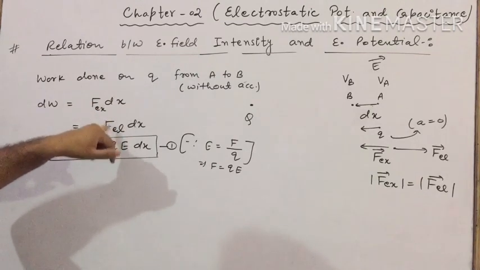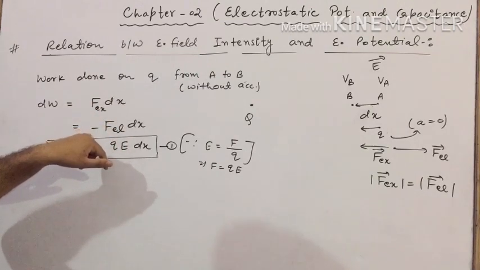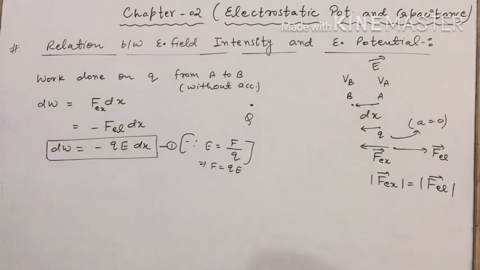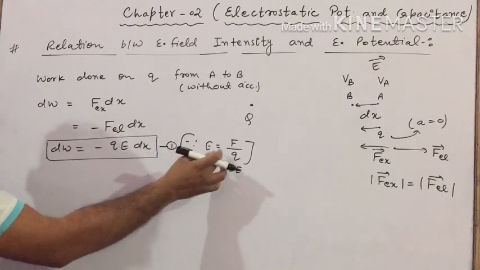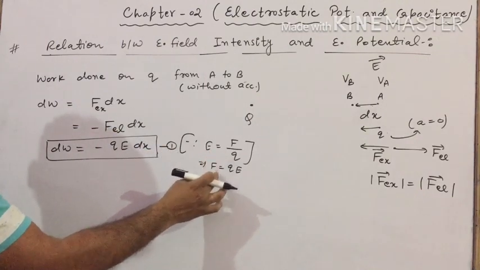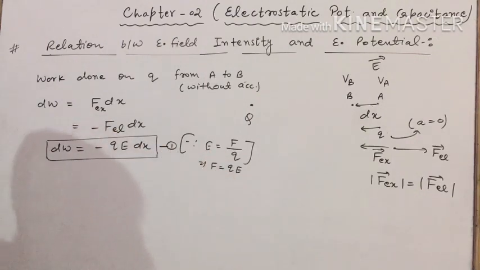But if I use electrostatic force, I have to place a negative sign because these two forces are opposite in direction. And electrostatic force, as we know, if the electric field is E, then the force can be written as QE. So it gives us that work done is equal to QE dx. So this is the first way.